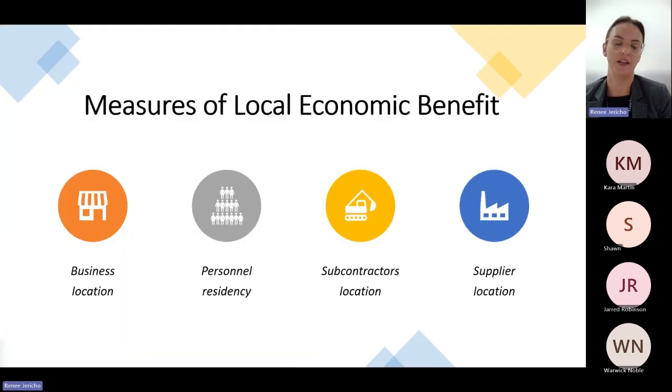To measure local economic benefit, we use three main factors: employment, supply input, and investment. Questions we ask suppliers include the location of the business, whether any employees live in the local area, what percentage of employment labour is from the local area, and are any of their subcontractors or suppliers from the local area.